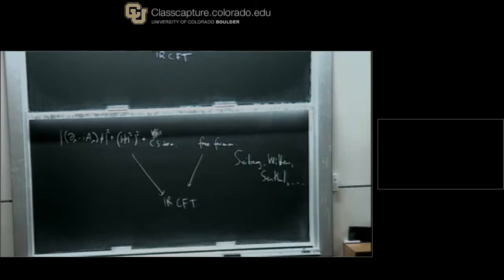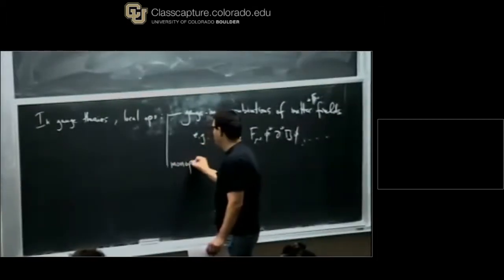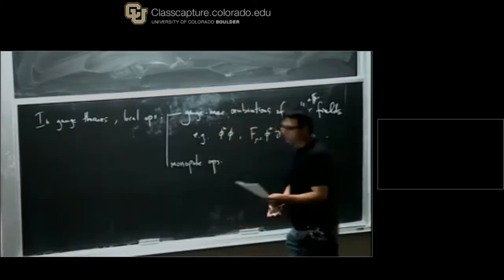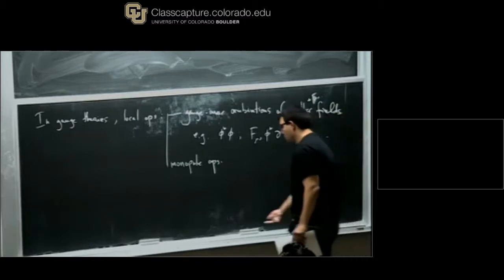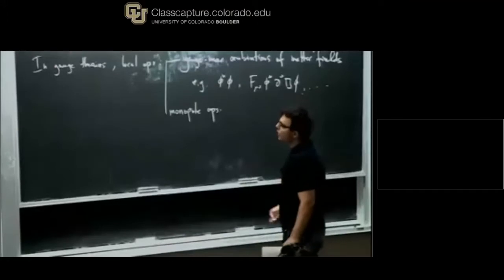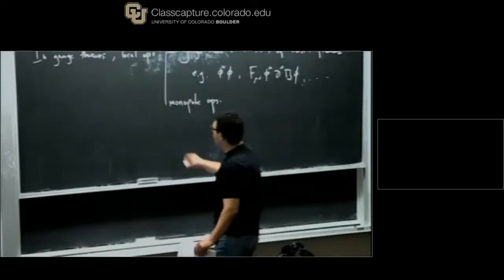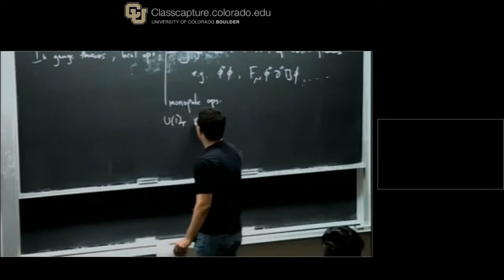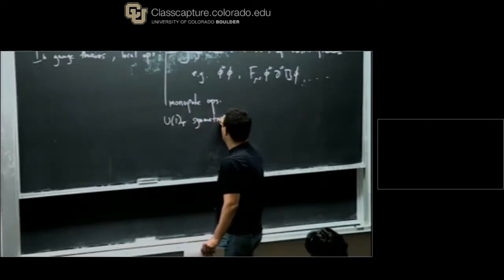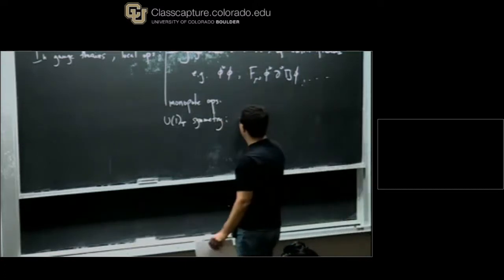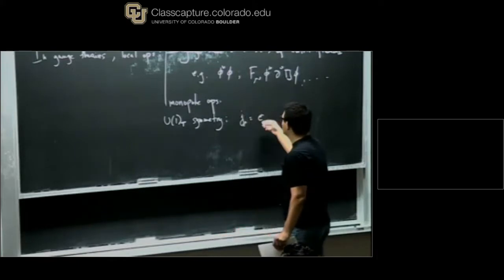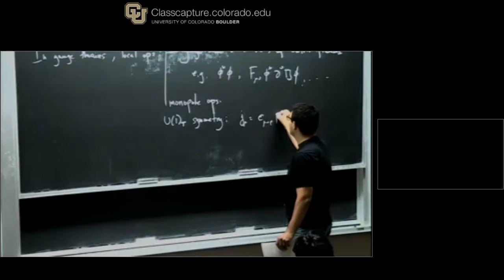Okay, so there are two types of operators. One type is just products of the matter fields, and the other type is monopole operators. And let me mention their definition. So gauge theories in 3 dimensions have a U1 global symmetry where the conserved current for this symmetry, J mu, is the Hodge dual of the field strength, epsilon mu nu rho F nu rho.